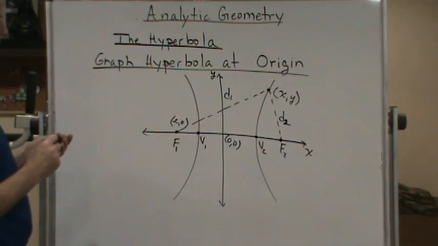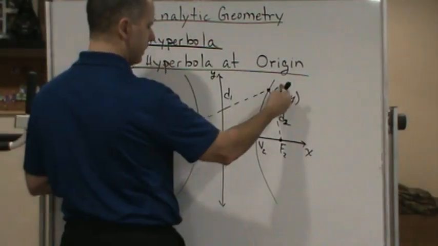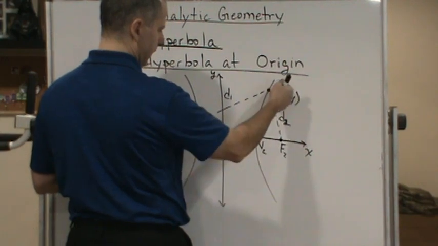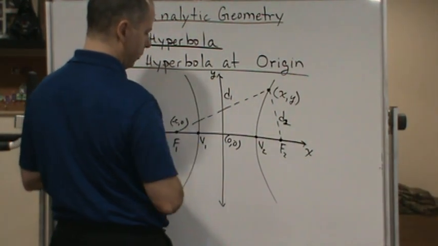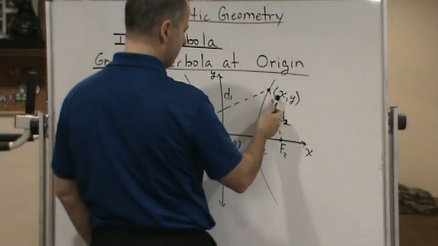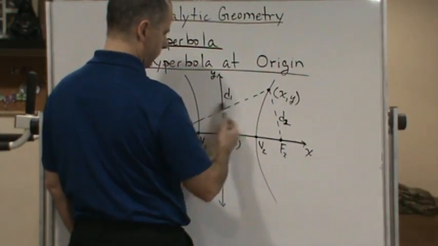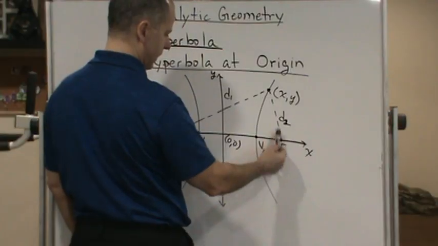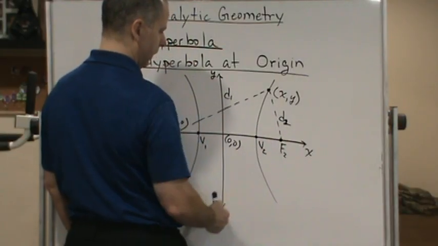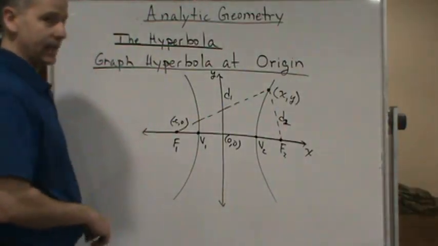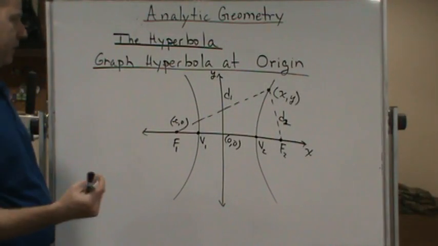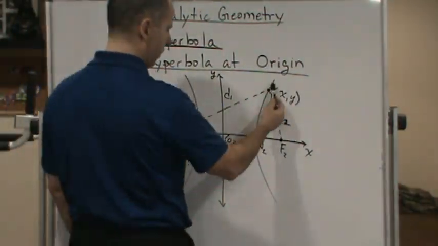And so what we're saying is if we take any point along the graph of either side, so the graph of the hyperbola, if we take the distance from one focus to that point and the distance from the other focus to the point, if we take the difference of these two distances, that will always equal a positive constant, no matter where you're at along the line.